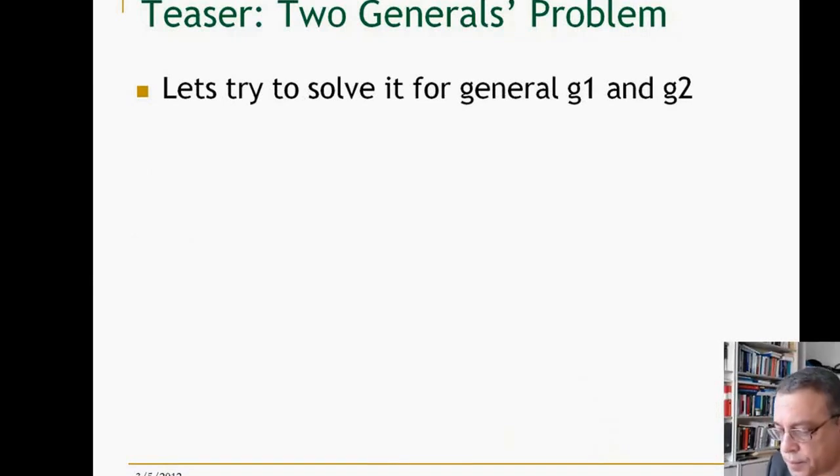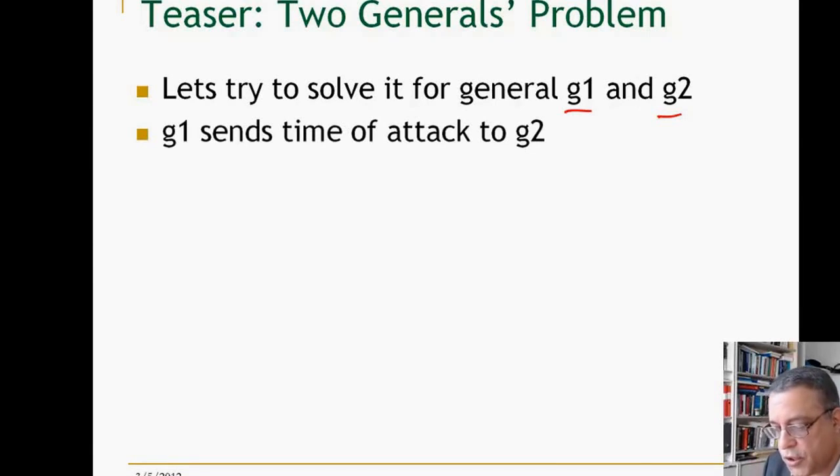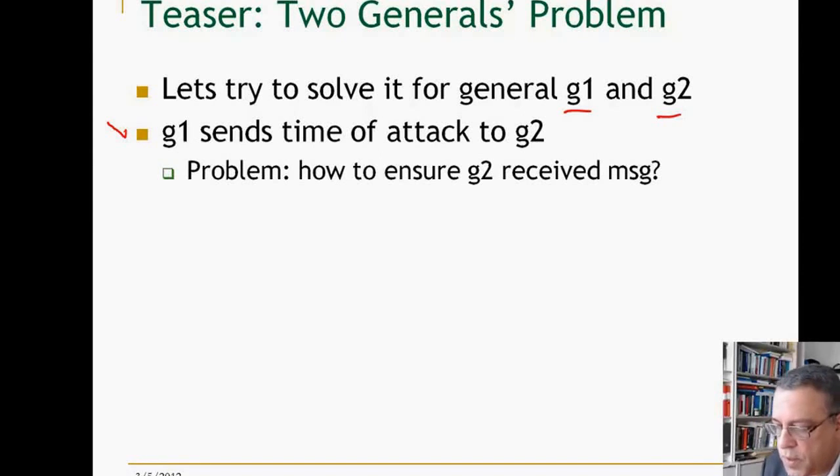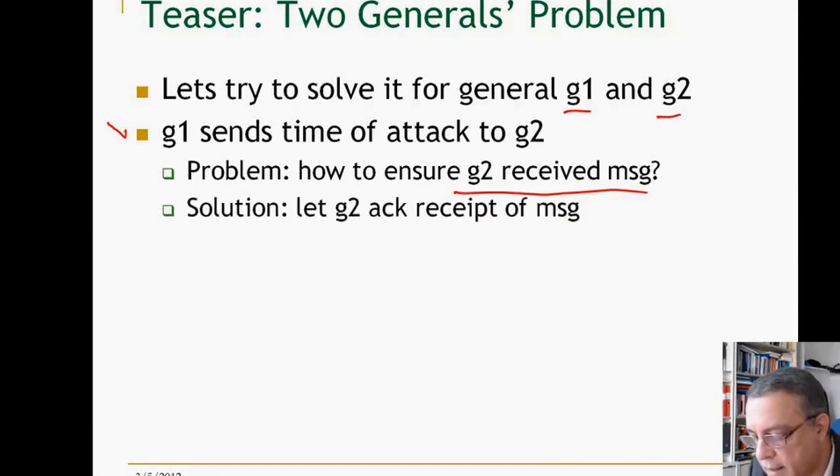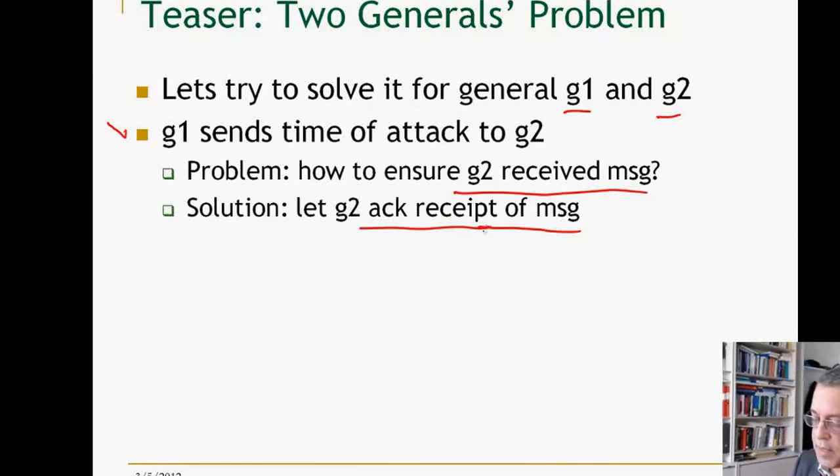So let's try to solve the problem for General G1 and General G2. General G1 sends the time of attack to General G2. This is the first thing he does. We know that this messenger can be killed on the way to General G2. The problem now is how to ensure that G2 received the message. One way to think about it is to assume that General G2 will send another messenger with an ACK, an acknowledgement that he has received the message.